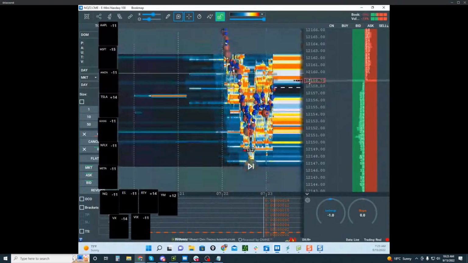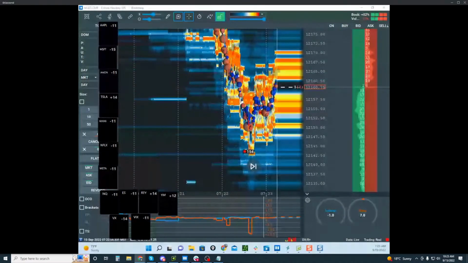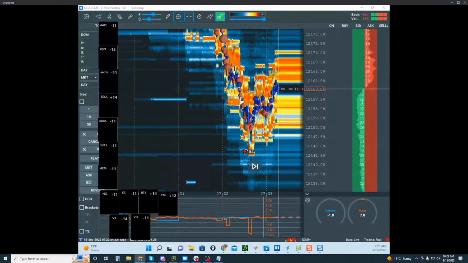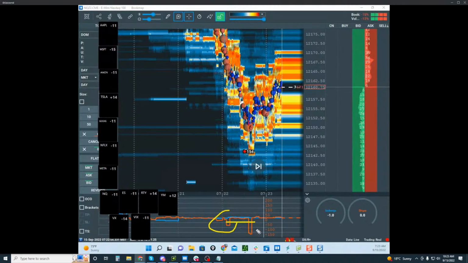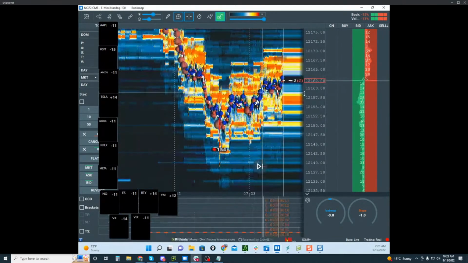Many people get Bookmap and it's like they're in a candy shop and they want to trade every spike on this thing. I don't trade every spike. It has to be over a certain amount for that market for me to know that's important.